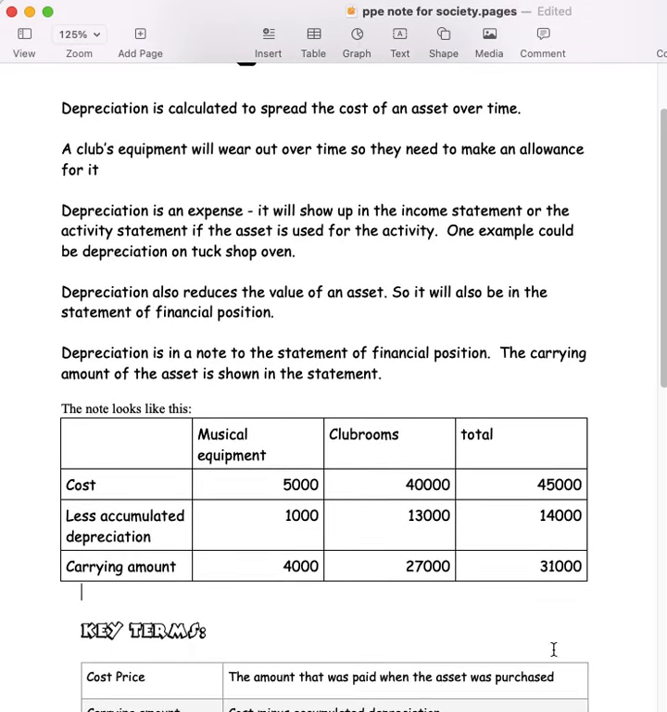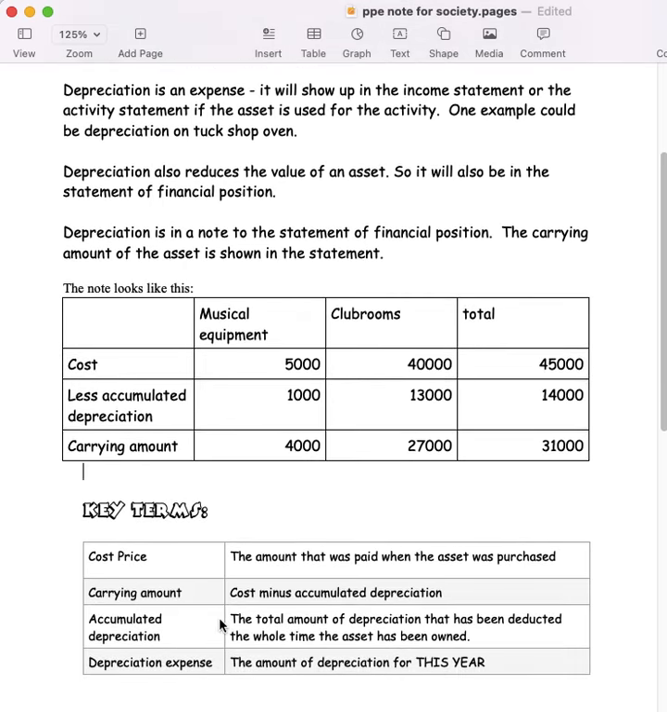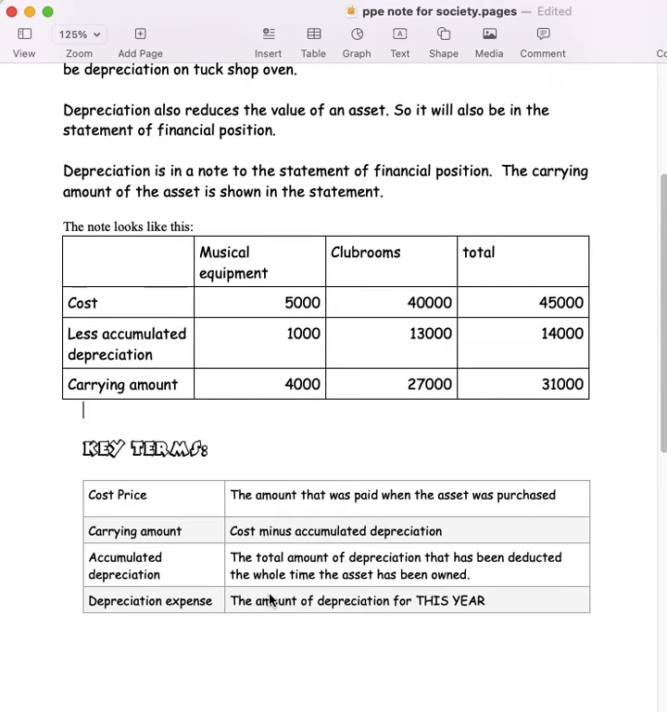So the important words you need to know: cost price is the amount that you paid when the asset was purchased. Carrying amount is how much you paid minus the accumulated depreciation, the depreciation that's been added up year after year. Accumulated depreciation is the depreciation each year added together. So if you took $1,000 depreciation each year, after 3 years you would have $3,000 in your accumulated depreciation. And then the depreciation expense, that's the one that goes in the income statement, is the amount of depreciation for the current year.